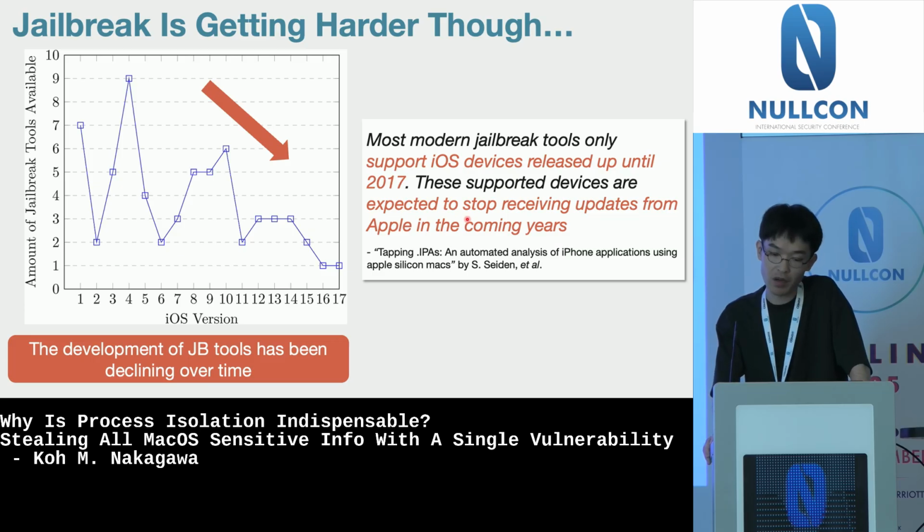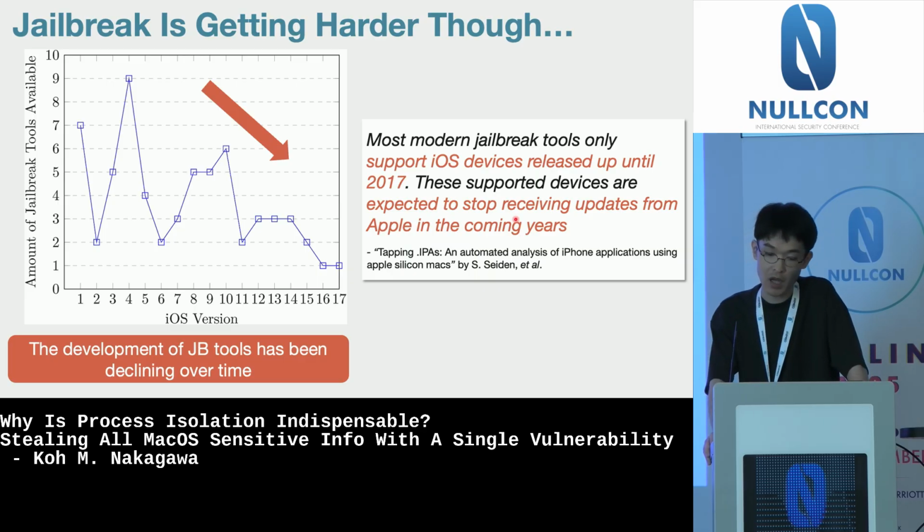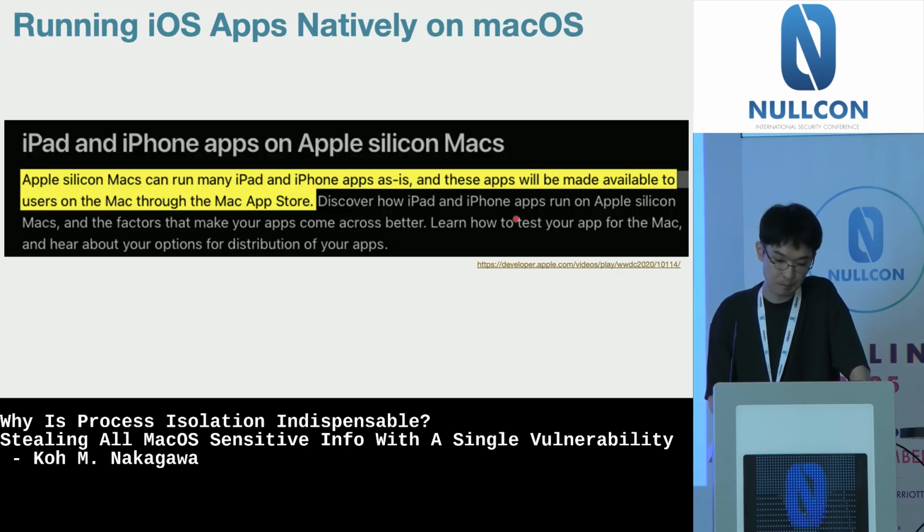But here's the problem. Jailbreaking is getting harder. As shown on the slide, the number of jailbreak tools has been dropping. And according to an academic paper by Seldin, most modern jailbreaks only work on devices released up to 2017, and those devices will soon stop receiving Apple's updates. So FairPlay decryption that depends on jailbroken devices may become infeasible in the near future.